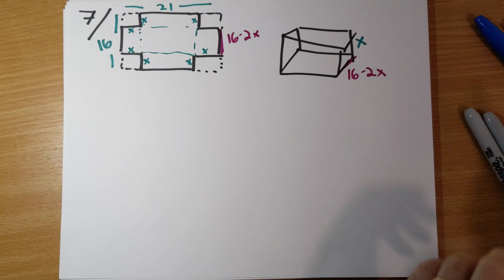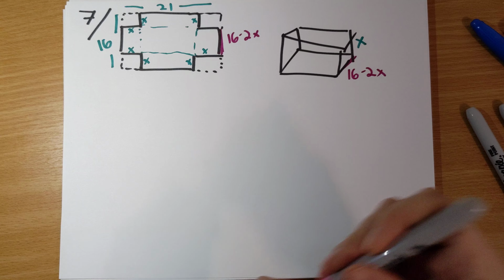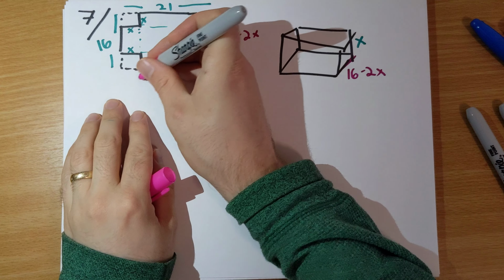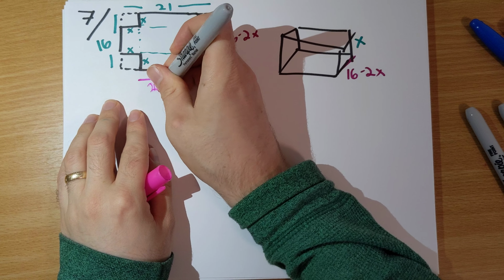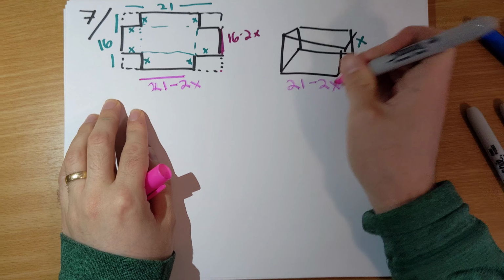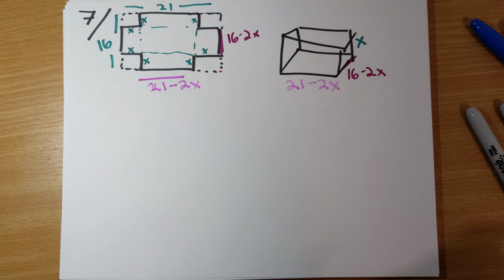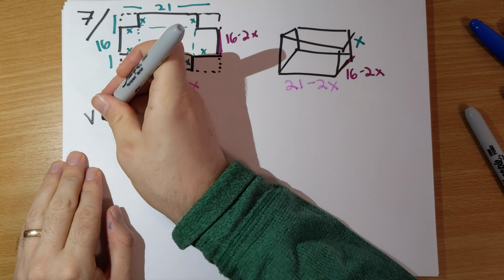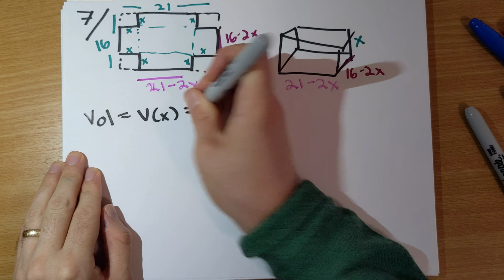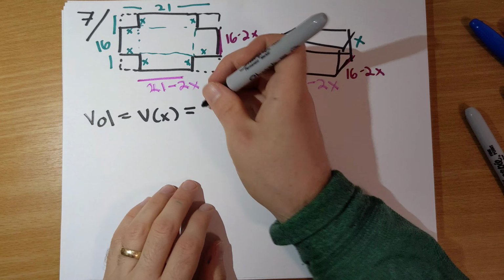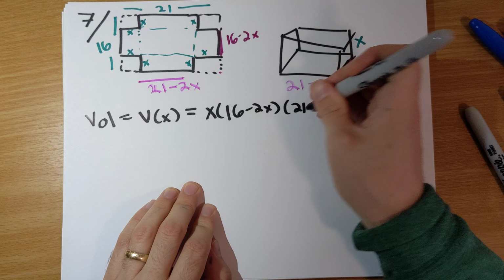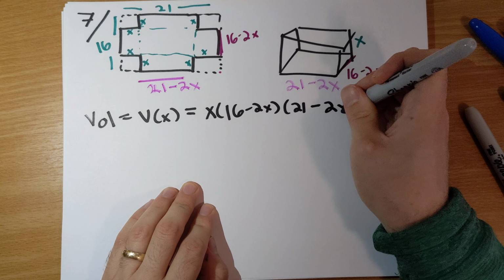How about the other side here? Well, this whole thing is 21. Subtract x, subtract x. This distance right here is 21 minus 2x. So the volume is going to be V of x is going to be this times this times this. x times 16 minus 2x times 21 minus 2x.